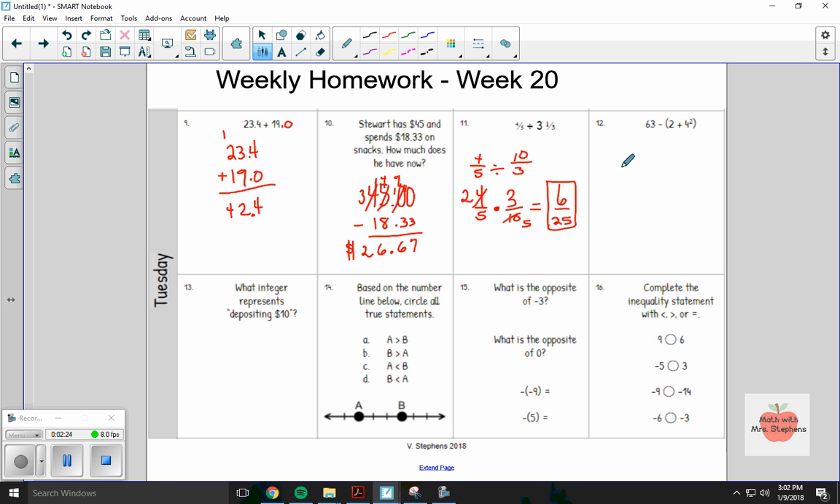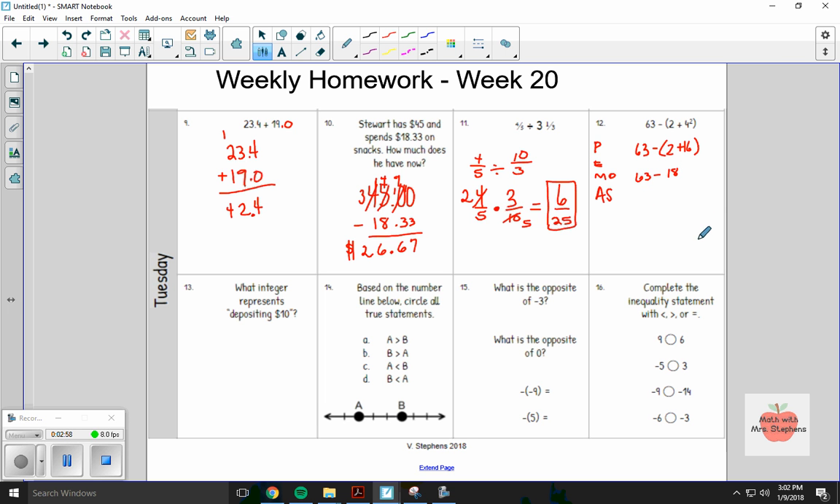Number 12, order of operations. Remember, order of operations, P, E, M and D, A, S. Multiplication and division from left to right. Addition and subtraction from left to right. First, we do have a set of parentheses, and in the parentheses, I need to do the exponent first. 4 squared is 4 times 4, which is 16. I'm going to bring down everything else. Continue the parentheses. 2 plus 16 is 18.